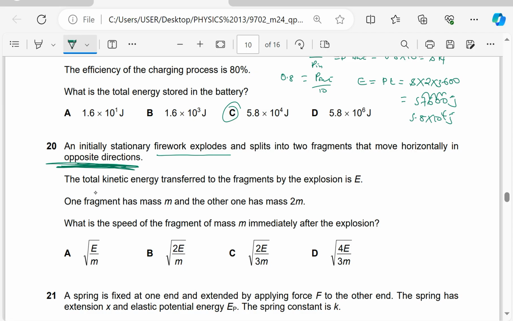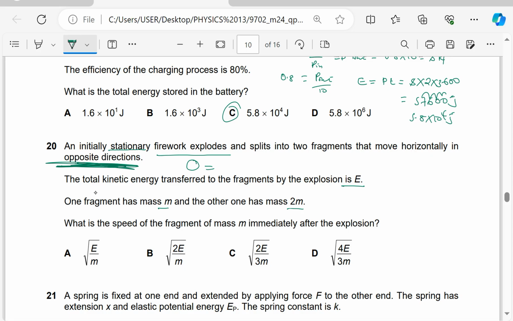This one is very important. So if I consider conservation of momentum, total momentum before exploding is 0 because it is initially stationary. Then when it explodes, one moves to one side, one moves to the other side. Now the masses: the total kinetic energy transferred to the fragments by the explosion is E. One fragment has mass m and the other has mass 2m.